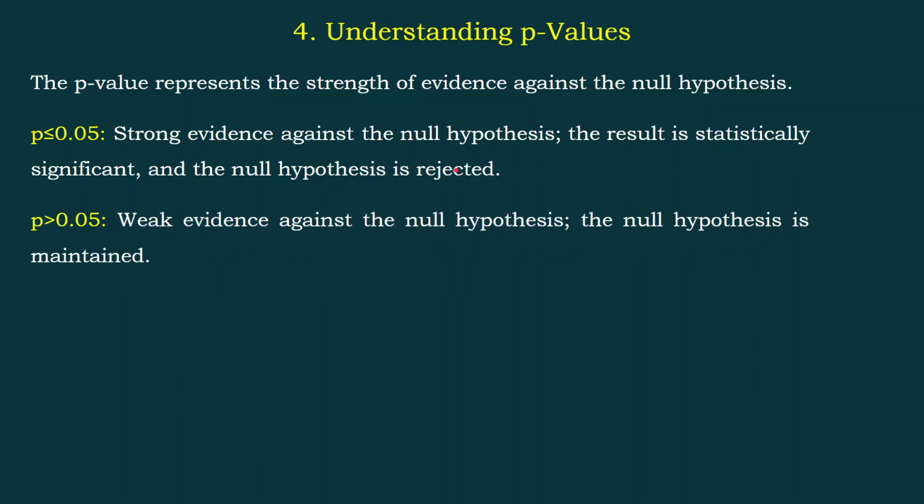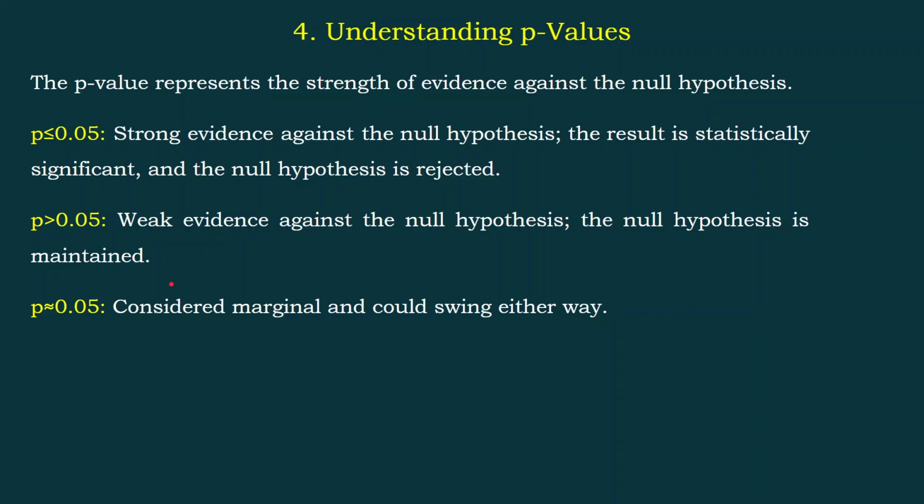The second condition is if p is greater than 0.05, it means weak evidence against the null hypothesis, so the null hypothesis is maintained. And the third is p approximately equal to 0.05. This is considered marginal and could swing either way. That means in this case the value may go one way or the other. So this is how p-values help to evaluate the machine learning model.